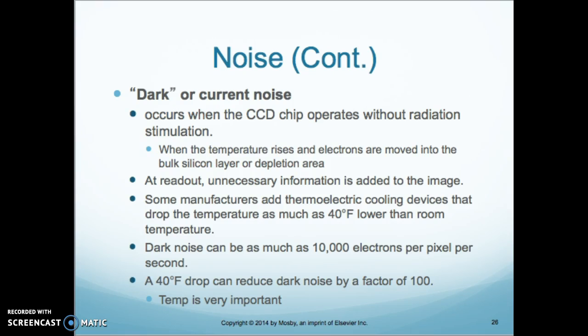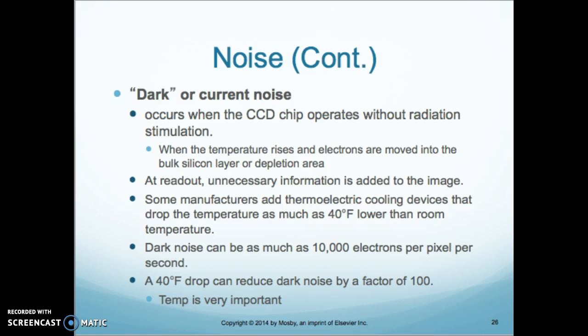So dark or current noise occurs when the CCD chip operates without radiation stimulation. When temperatures rise too high, electrons are moved into the bulk silicon layer or depletion area. At readout, unnecessary information is added to the image. Some manufacturers add thermoelectric cooling devices that drop the temperature as much as 40 degrees cooler than the room.